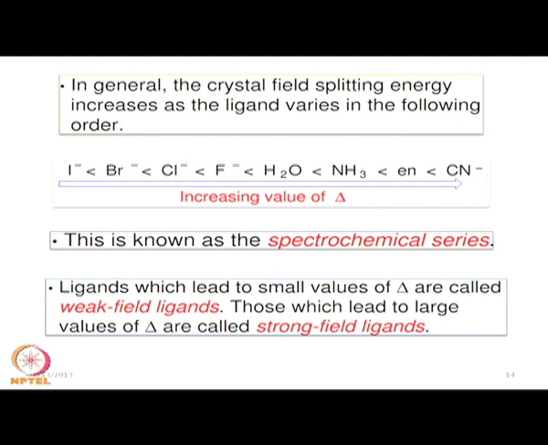Whenever they form a complex, they provide a very small delta value, and the corresponding electronic transition can also be correlated with that very small delta value for the complex. But in the case of the ligands on the right hand side of the series, such as en or CN minus, we find that these lead to large delta values and therefore they are known as strong field ligands. So, we can now have two different types of ligands: one is the weak field ligand and another is the strong field ligand, and some of them will be in between. They are intermediate type ligands.